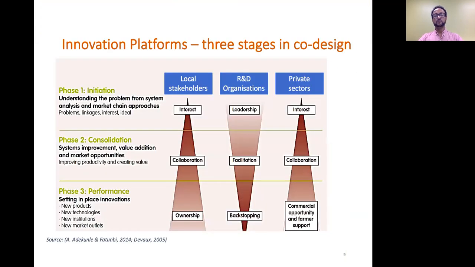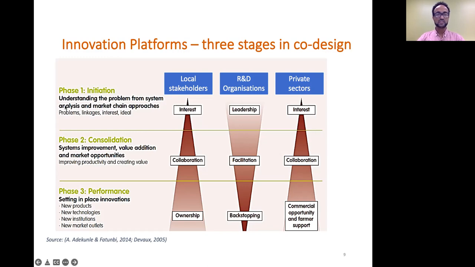So we use innovation platforms as a vehicle to apply the innovation systems or inclusive approach. We identify stakeholders, and then we think that their role is going to change through time, from the initiation phase through consolidation to performance. During the initiation phase, the main idea of this innovation systems approach is to understand the problem from a systems analysis or market chain approach.